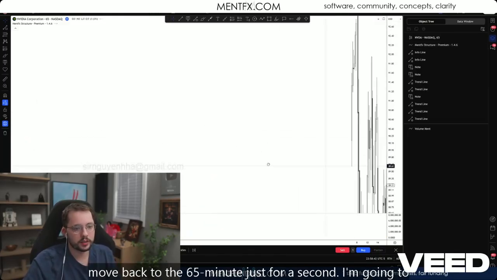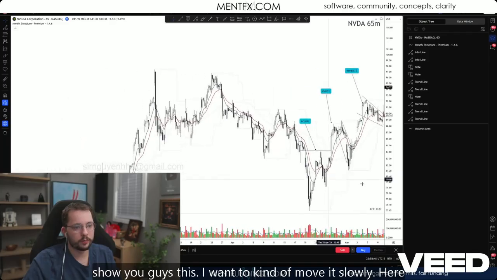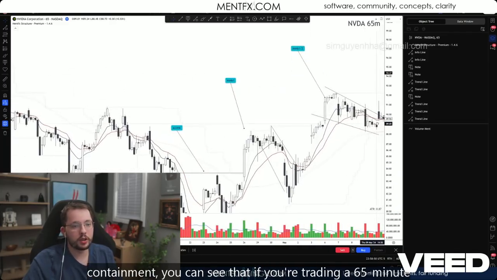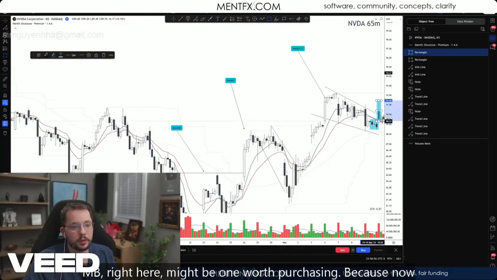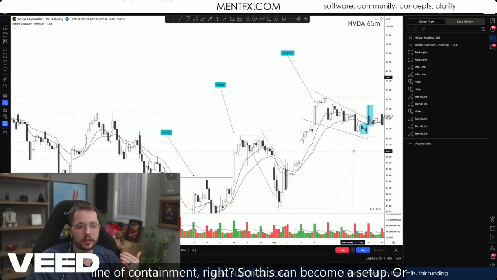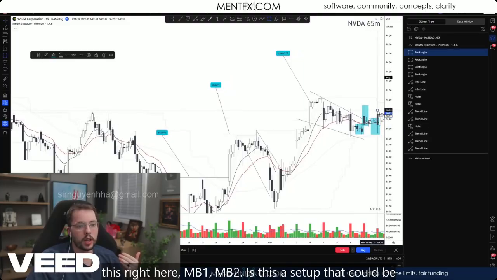All right, let's move back to the 65 minute just for a second. I'm going to show you guys this. I want to move it slowly. Here we are. So beyond that point, that line of containment, you can see that if you're trading a 65 minute entry and you're just trading 65 minute entry, this double MB right here might be one worth purchasing, because now the setup is happening at or above the line of containment, right? So this can become a setup, or this right here, MB1, MB2.